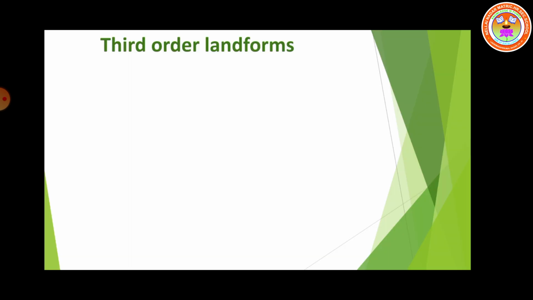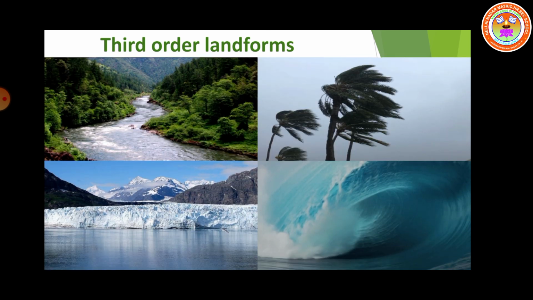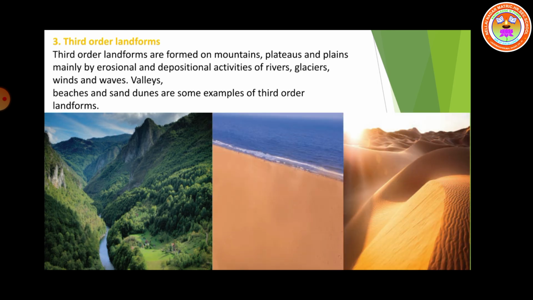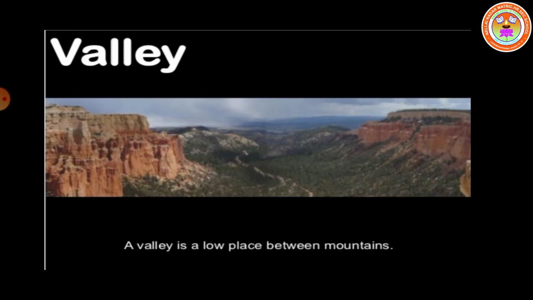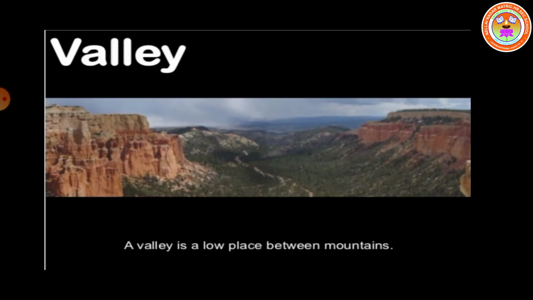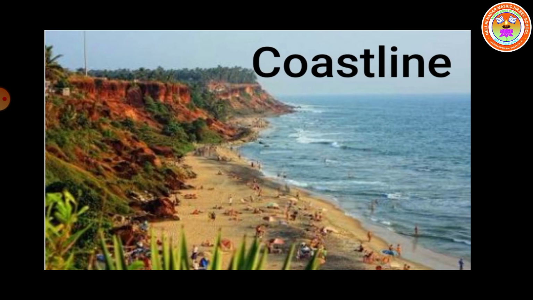Next we have third order landforms. Third order landforms are formed on mountains, plateaus and plains, mainly by the erosional and depositional activities of rivers, glaciers, winds and waves. Valleys, beaches and sand dunes are some examples of third order landforms.